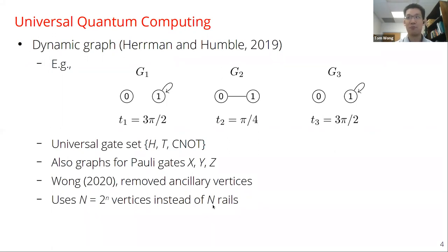In the previous two approaches, the scattering approach and the discontinuous walk approach, you needed a bunch of rails. Here, you don't need a bunch of rails. You just need however many vertices you need. So this is better in terms of space, if you want to think of it like that, the number of vertices used. But the trade-off is that now your graph is changing with time.